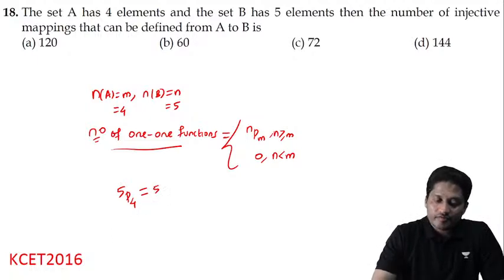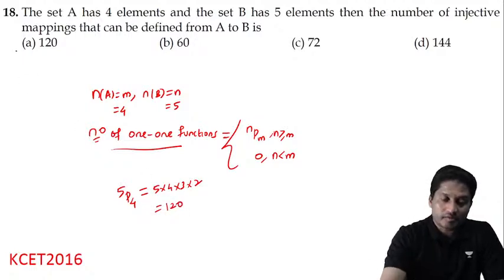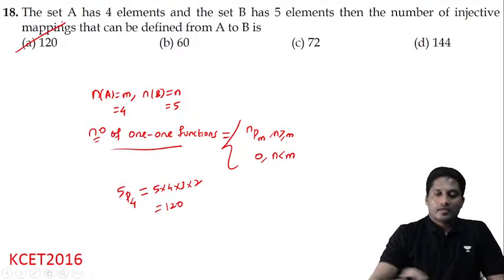Okay, 5P4 is 5 into 4 into 3 into 2, four consecutive numbers. You multiply, you will get 120. Answer is option A. Let's move to the next question.